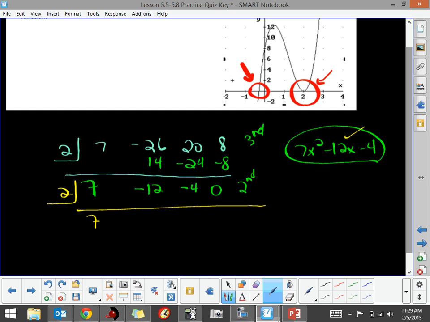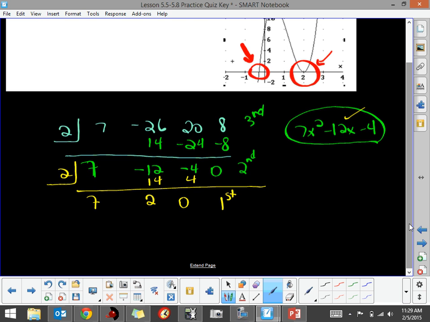So I'm going to take out a 7, bring 7 down. 2 times 7 is 14. Add it to -12, which is 2. And 2 times 2 is 4. Add it to -4, which is 0. Now I've got this down to a first-degree polynomial, which means I have 7x plus 2 that has to equal 0. This is one of my factors, one of the linear factors.